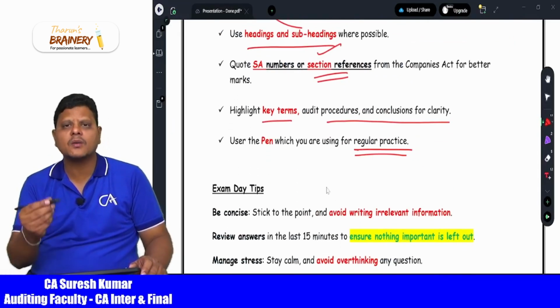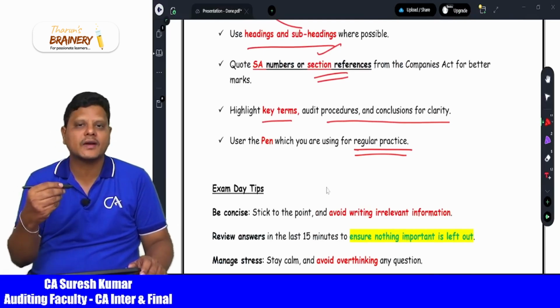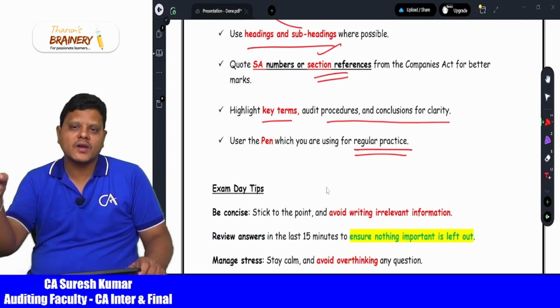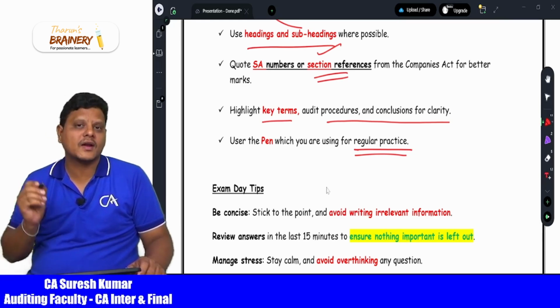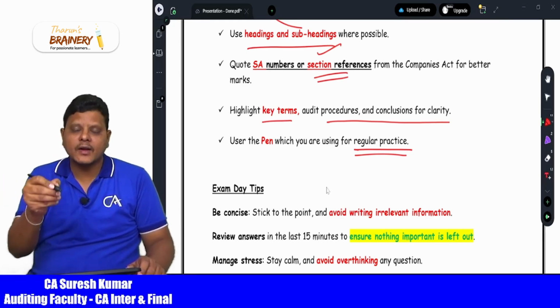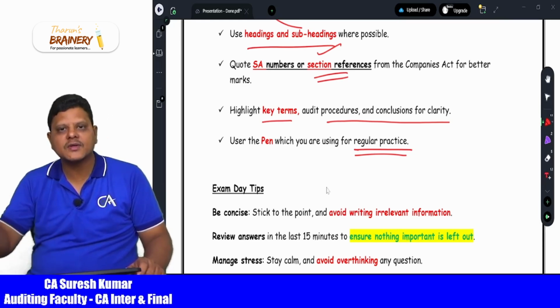I am using one pen for regular practice. I am accustomed to this pen. My handwriting is very clear and I can do it in a clear way. Then I can save time also because I am using it regularly. The grip over the pen is very good and I can increase my speed as well.